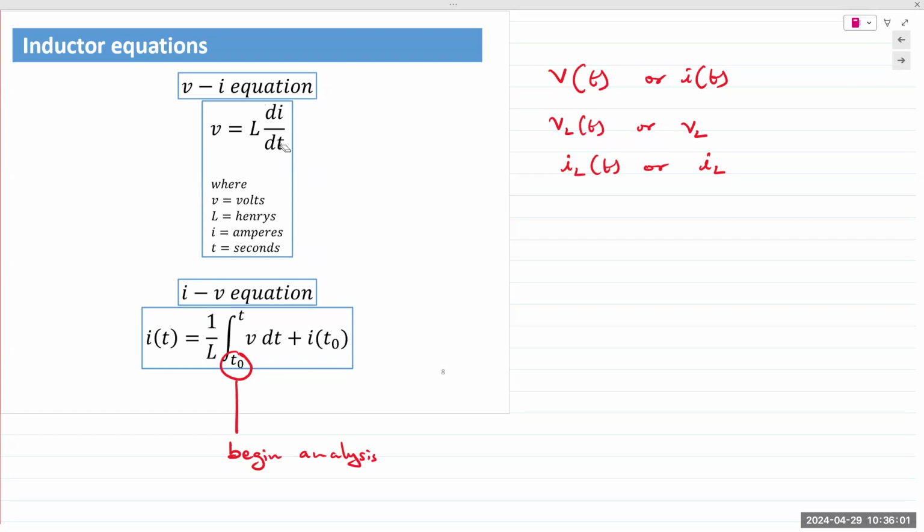So the VI equation is V equals L di over dt. You flip it and integrate, you get I of t is equal to 1 over L times the integral of the voltage. I will talk about this later on when we actually go to solve the problems. That just refers to the initial energy that is stored in that inductor.